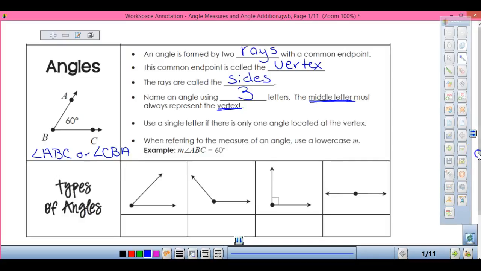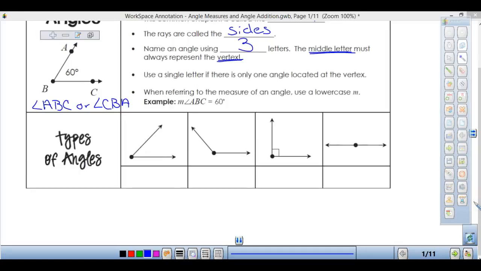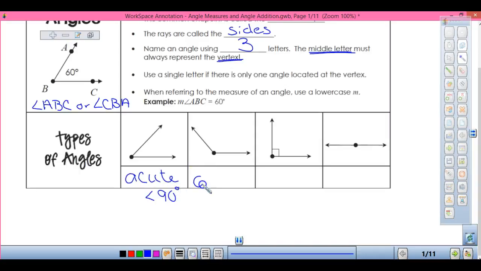Okay. Little vocabulary rule, if I classify this guy, what's he called? Acute. Acute angles, how do I know if it's acute? Less than 90 degrees. So what's this guy called? Obtuse. He is greater than 90 degrees. Okay. How about this guy?